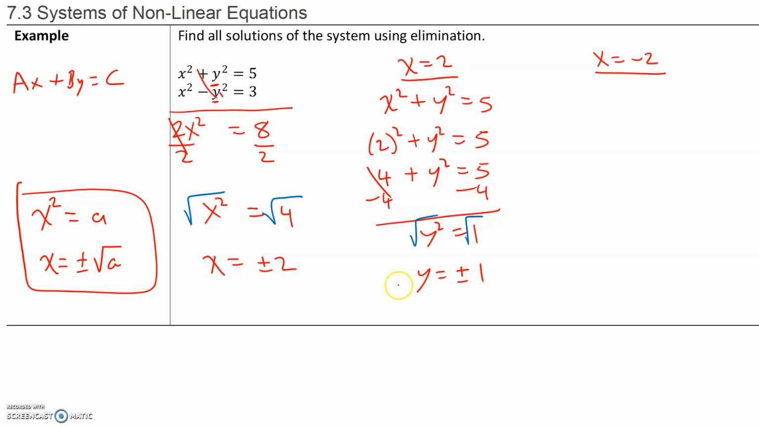So here's how I'm going to write those. I have 2 comma positive 1, and I have 2 comma negative 1. So those are two of my solutions.